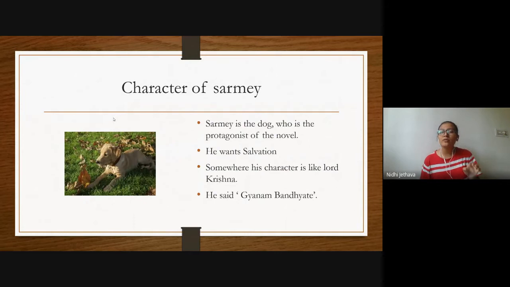He teaches us not to stay anywhere and not to attach with anything. Everything is meaningless. Somewhere he also discussed the meaninglessness of life, but he says that life is full of meaning. Especially when he says jnanam bandhyate, meaning if you have knowledge, you are stuck with that. So if you want salvation, you must not be stuck with anything. You have to move on everywhere. It is the real philosophy of life.